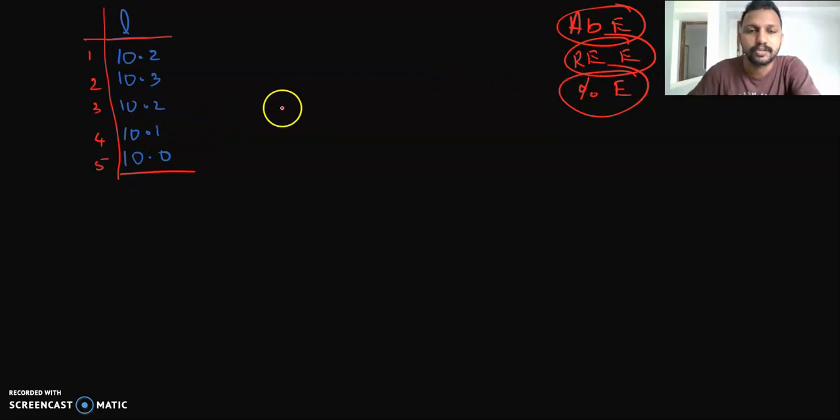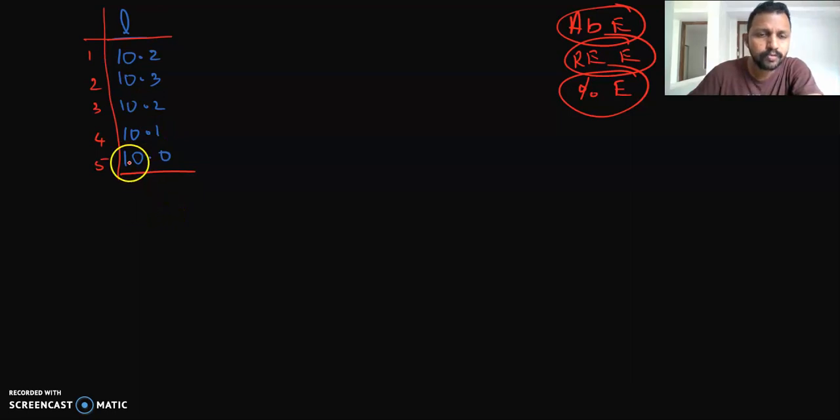Then let's come back to our topic. Now we are going to speak about the different ways in which we will express error. They are absolute error, relative error, and percentage error. I'll come back to each of these with this problem.